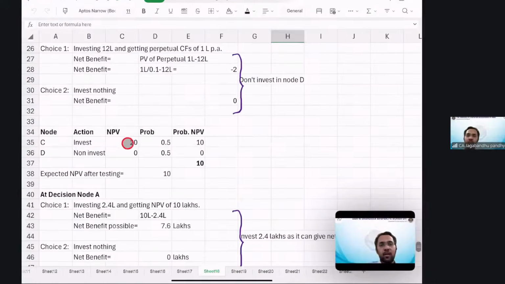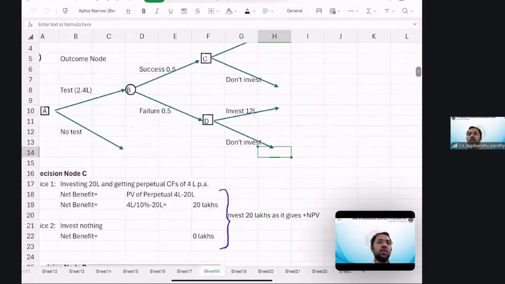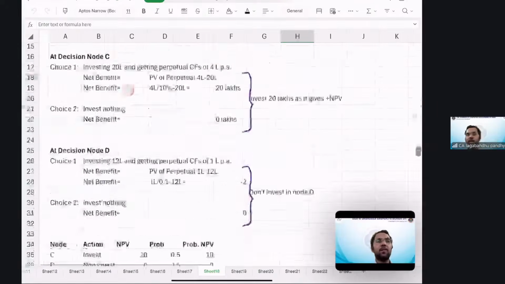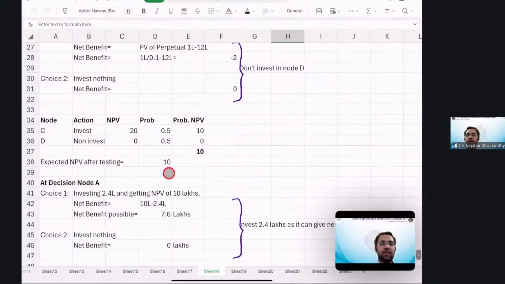So at decision node C, if you make an investment with an NPV of 20 and probability 0.5, the expected NPV is 10. So of course, if we do the test, I'm getting a benefit of 10. And at decision node A, whether I should be investing or not, 7.6 lakh is my net benefit, so I should make an investment. This is the case where we are doing the backward calculation, looking at what's happening in the future and then bringing it to present value or current levels.